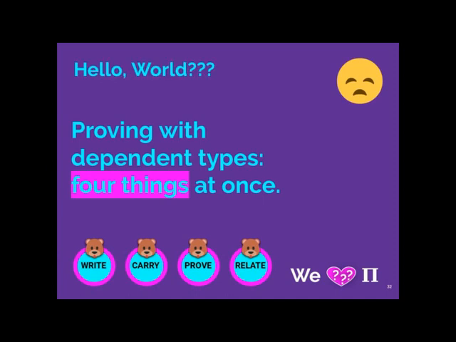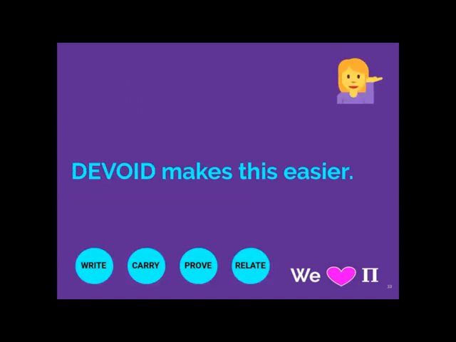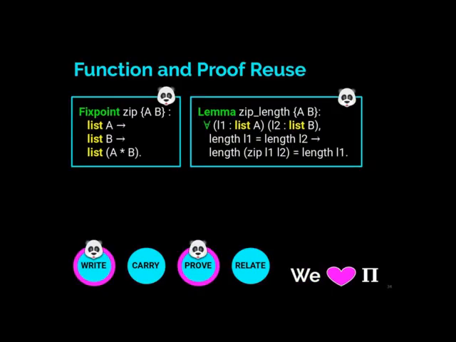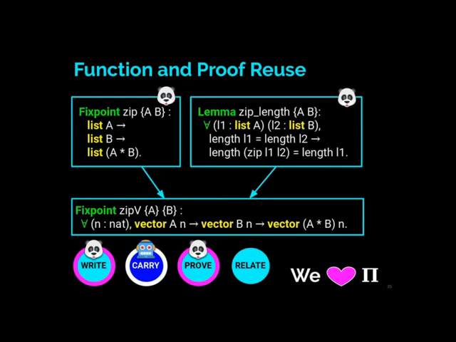And if this is just the hello world example, imagine what this looks like when you use more complicated types than this. So this is where our work comes in. We've written this tool called DEVOID, which makes this whole process of programming and proving with dependent types a lot easier for a certain class of dependent types. And it does this by reusing functions and proofs that the user writes over unindexed types like lists. And from that, it can derive functions and proofs over vectors, taking care of a lot of the plumbing automatically.